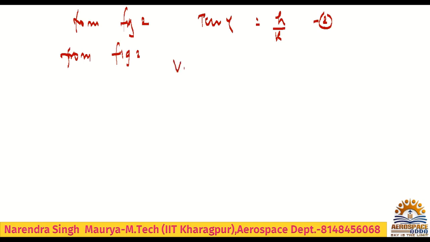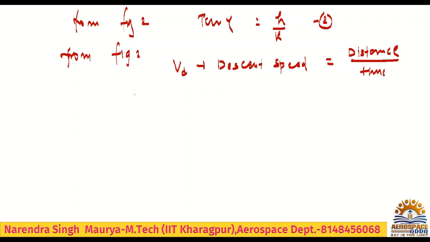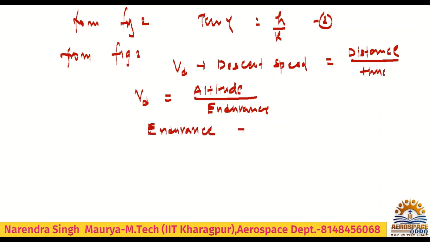So from the second figure only, what is the Vd? Descent speed. Yes or no? So Vd is nothing but, for the gliding, distance is nothing but altitude, and time is nothing but endurance. I hope you understood. So what will be the endurance? It is altitude. What is the altitude? You have taken h. What is the velocity? Vd. This is equation number 3.